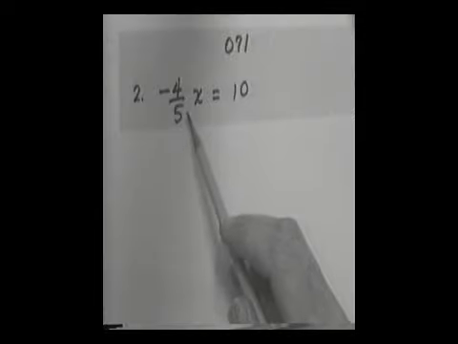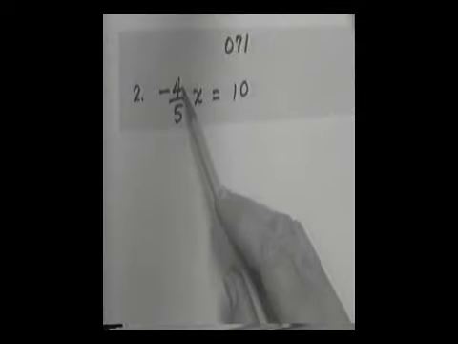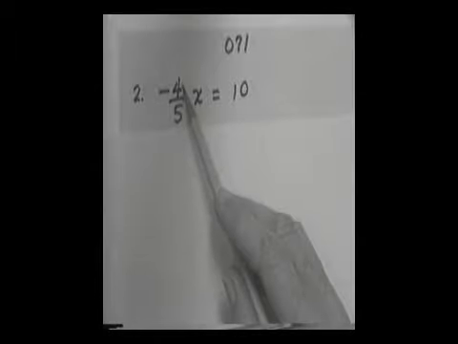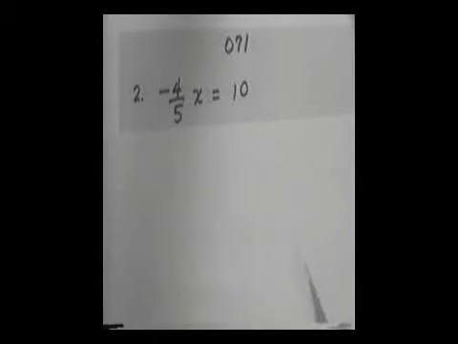The reciprocal of negative 4/5 is 5 over negative 4. Well, 5 over negative 4 is negative 5/4, so that's what we'll multiply by each side of the equation. Negative 5/4 times negative 4/5 x equals negative 5/4 times 10.